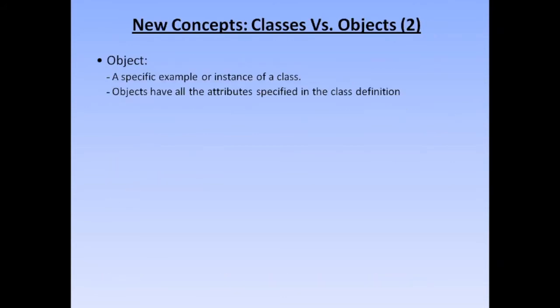Now what is an object? An object is a specific instance or example of a class. Objects have all the attributes specified in the class definition. That is, if a class has, suppose, two attributes like height and width, then these will also be included inside the object's definition. And if the class has a function, say creating area, then that function will also be there in the object.